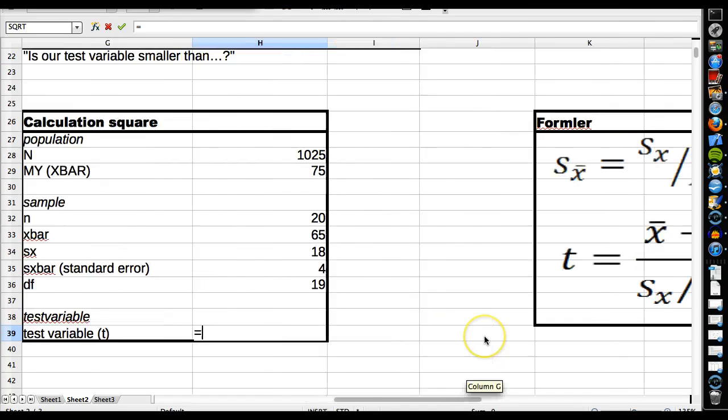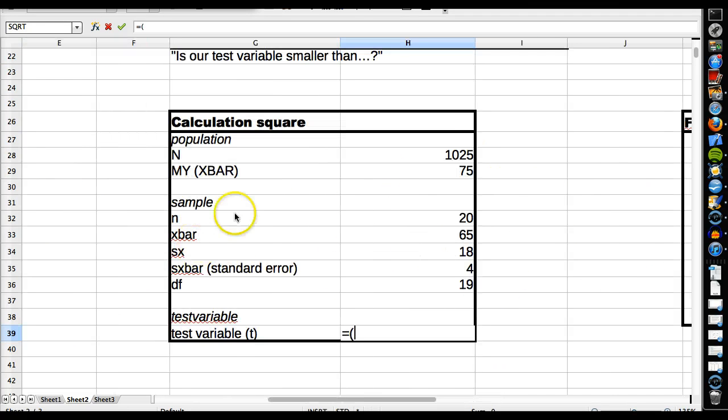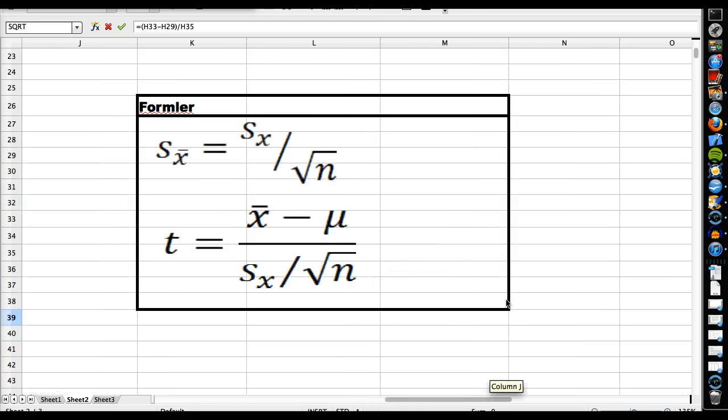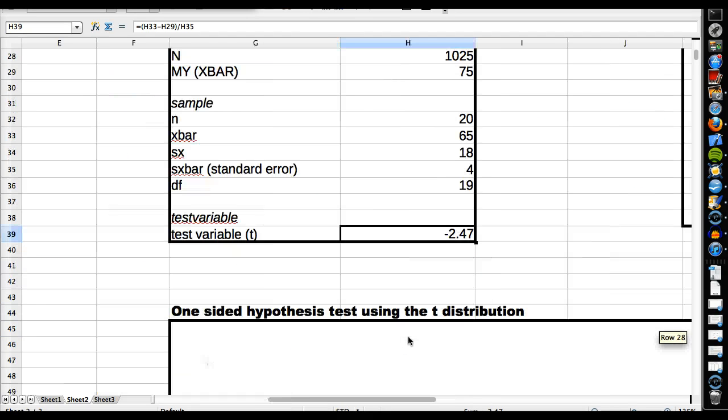So I write equal to, we want the difference between the sample and the population mean, because that's the change that we're investigating. So I'm taking my sample here minus the population mean, and I'm going to divide that by my standard error, which I calculated there. So the difference between the sample and the population mean divided by the standard error, which is right there. Okay, so I get a test variable with a value of minus 2.47.